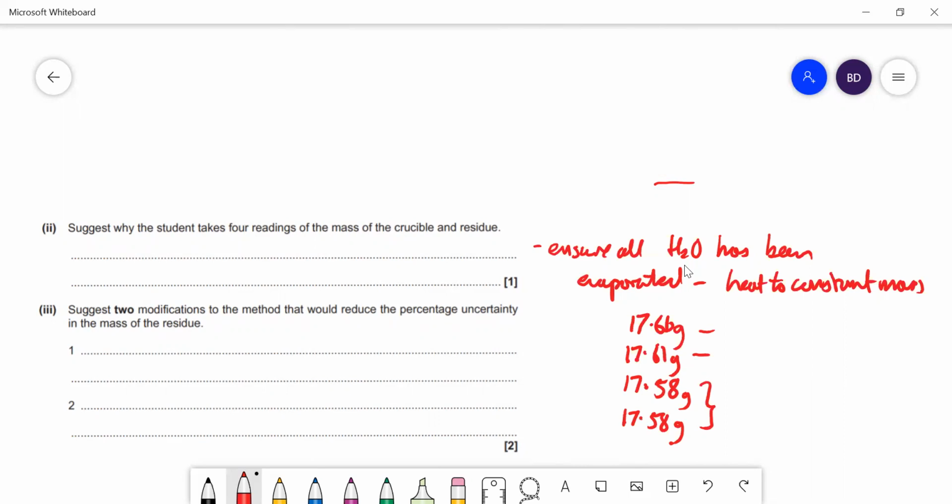Suggest two modifications to the method that will reduce the percentage uncertainty in the mass residue. Now, we're talking about percentage uncertainty, right? What you've got to do is use a larger mass. If you use a larger mass, then the error is a smaller proportion of that. Or the other thing you could do, of course, is use a balance with greater resolution.